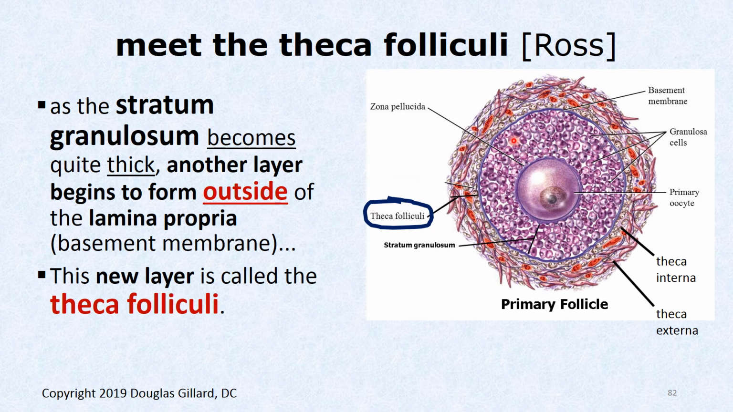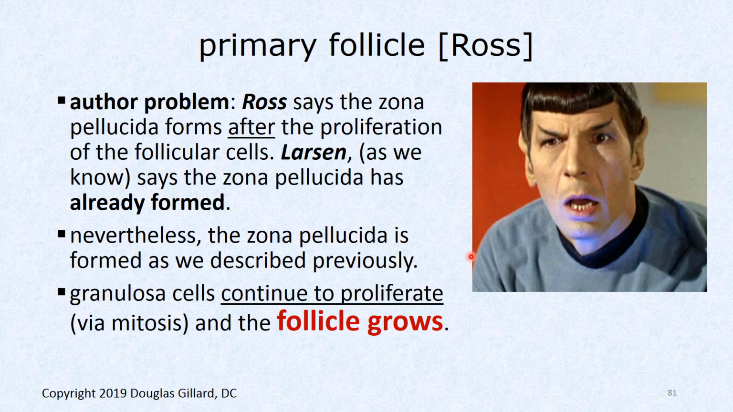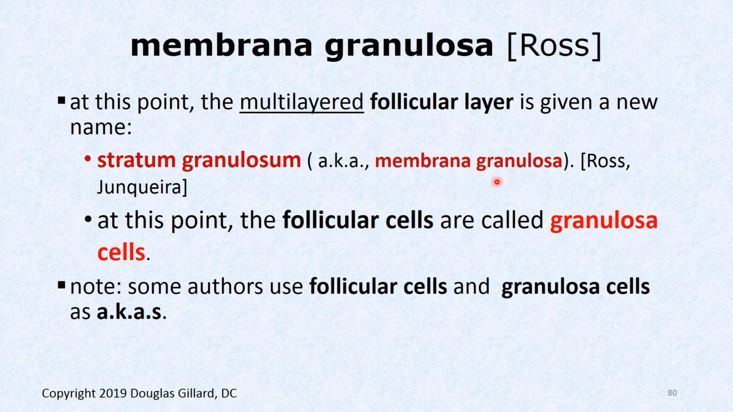We have five, six, seven layers of cells. Collectively, these are called granulosa cells. You could still call them follicular cells. But the layer itself is the stratum granulosum, or that other one, membrana granulosa, I've seen that. Stratum granulosum is starting to look like one of the layers of the epidermis, right? So it's probably better to call this membrana granulosa to avoid that confusion.